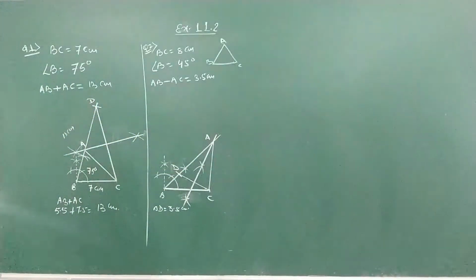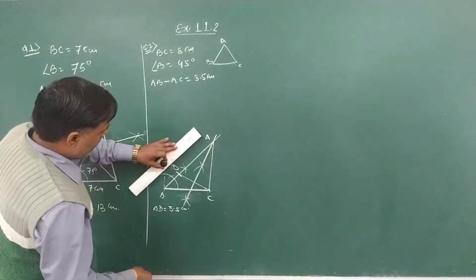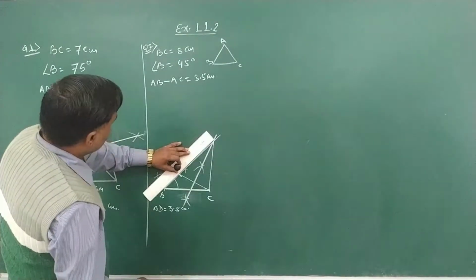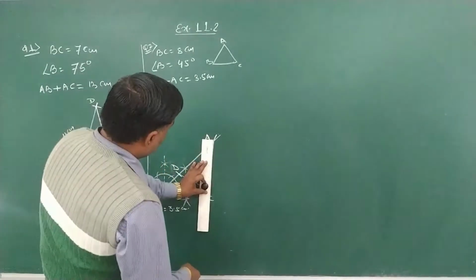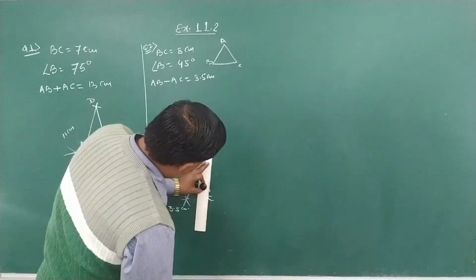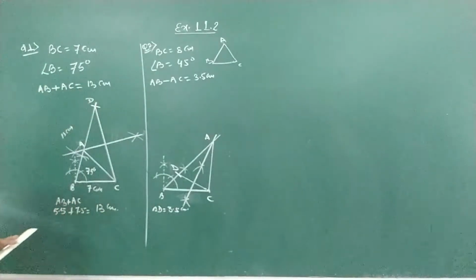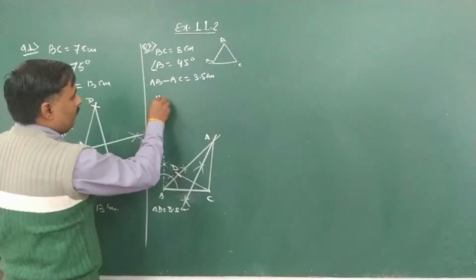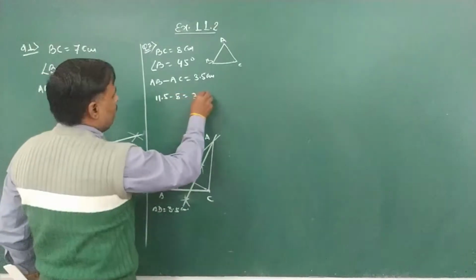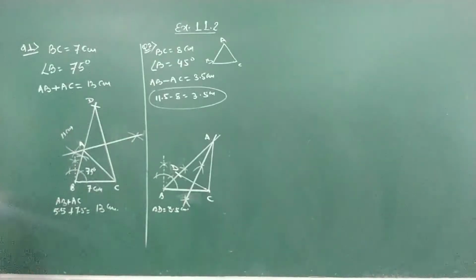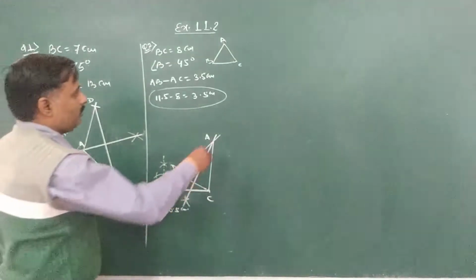You can check it by subtracting AC from AB. So what is AB? You can see here AB is equal to 11.5, and when we subtract AC from AB, we get 8. So I'm doing here 11.5 minus 8, we get 3.5. It's verified. Means our construction is absolutely right. Now move on, question number 3.